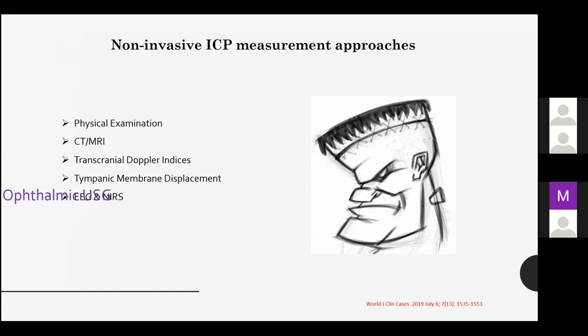One new thing has been introduced into the system to get an idea about raised ICP, and that is ophthalmic ultrasound. You don't need expertise in that. You just need to do a certain number of cases and you will be proficient enough to do this on your own. You just need to put a probe on the globe and check the optic nerve diameter. From there, you can get an idea of raised ICP.